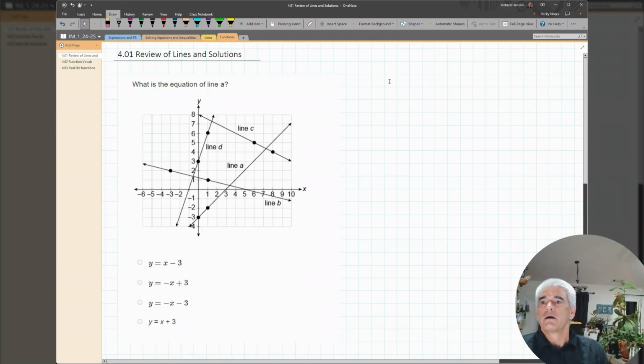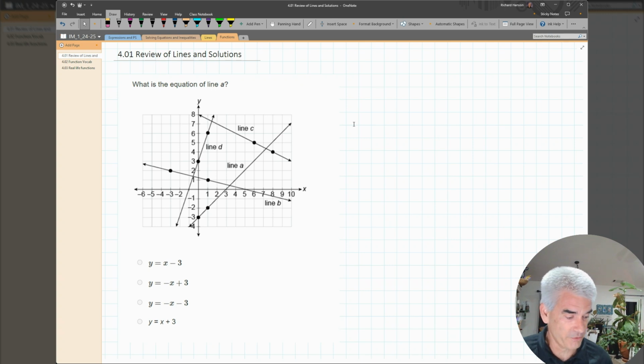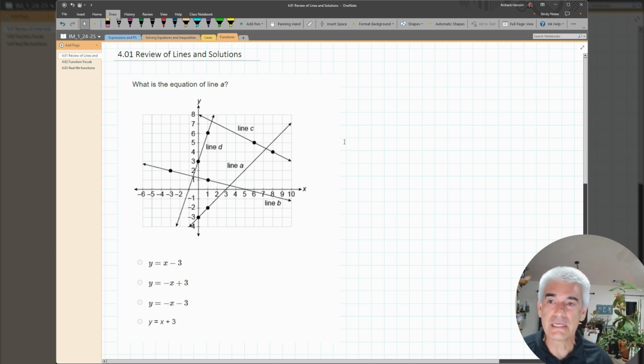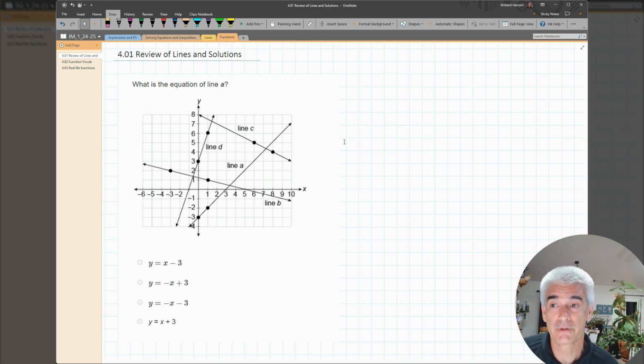All right, so I'm going to go over the first three sections of Unit 4. It's all kind of a review of a lot of things we've done. In fact, a bunch of stuff with lines, lots and lots of stuff with lines. So I'm going to go ahead and run through this with you fairly quickly. It's actually got three sections, three mods that we're going to do today. So 4.01 is review of lines and solutions, like solution to an equation.